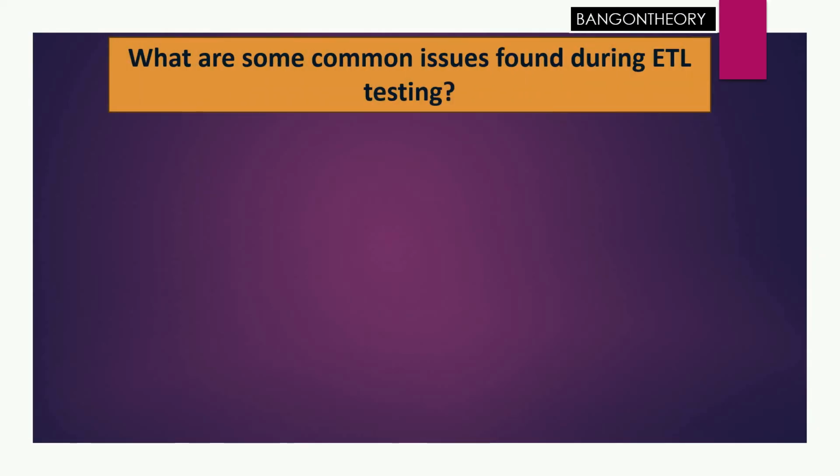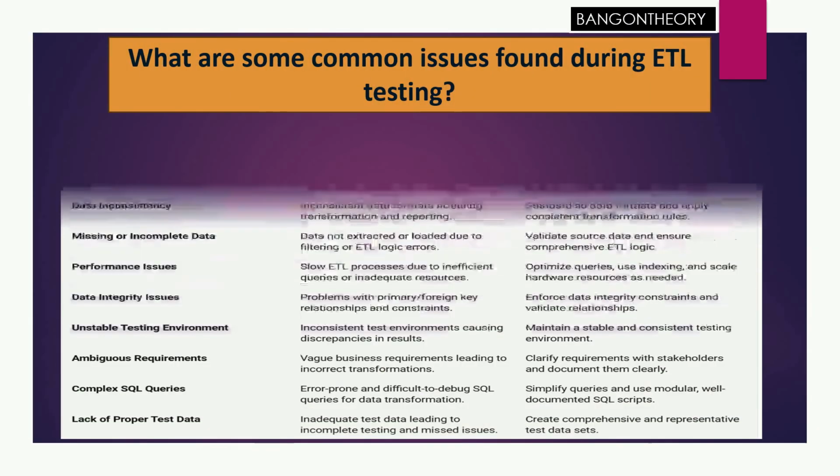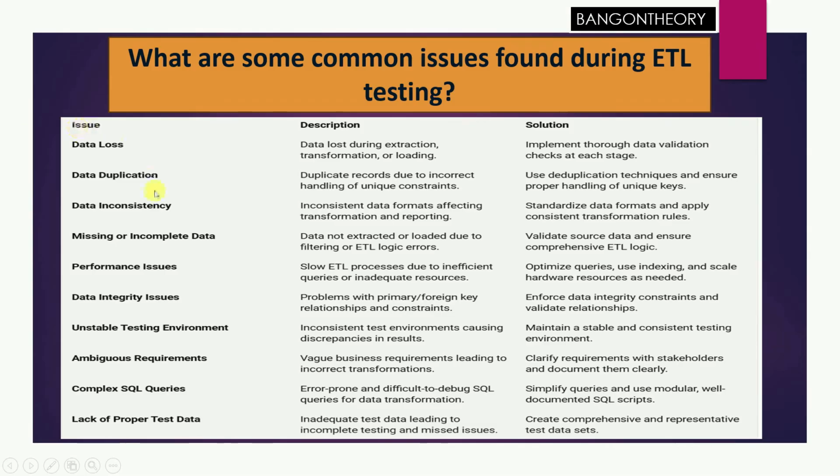So the next question is, what are some common issues found during ETL testing? These are the most common issues. Data loss can happen during any operation like extraction, transformation, loading, in any of the layers. The solution is to implement data validation checks at each stage. Data duplication: duplicate records due to incorrect handling of unique constraints, so we can use deduplication techniques. Data inconsistency: we can standardize the data formats and apply consistent transformation rules.